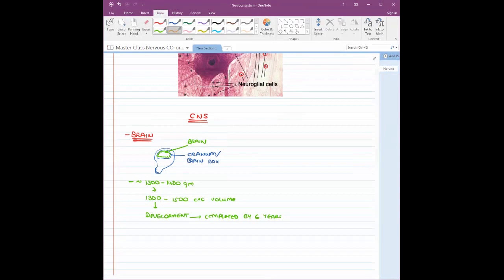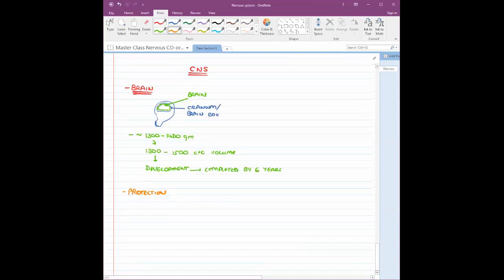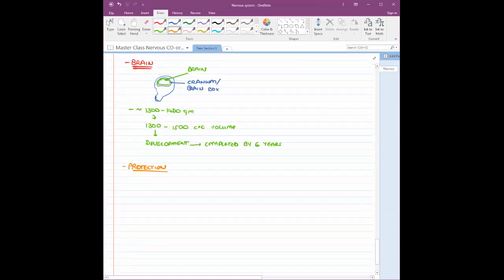But now let's try to see what is the protection that is provided to the brain. Okay, so first thing, guys, how is the protection provided? The protection is provided by the skull. Second thing, it is going to be by the cranium or the brain box. Third thing, guys, it is going to be given by your meninges. Now, guys, what are the meninges? Meninges are nothing but the coverings of the brain.